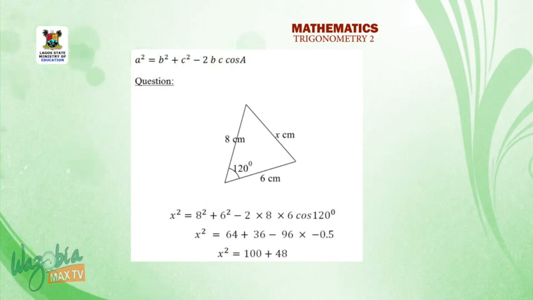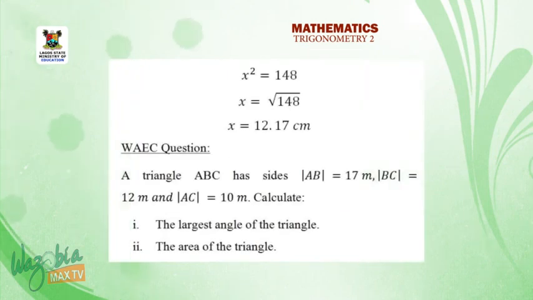So 8 squared is 64, 6 squared is 36, 2 times 8 times 6 will give us 96, minus cos 120, which is minus 0.5. So times minus 0.5. 64 plus 36 gives us 100. When you multiply minus 96 by minus 0.5, it gives us 48. When you add that, we have 148. And then we are looking for x, so x will be the square root of 148, which is 12.7 centimeter. So that is that one.